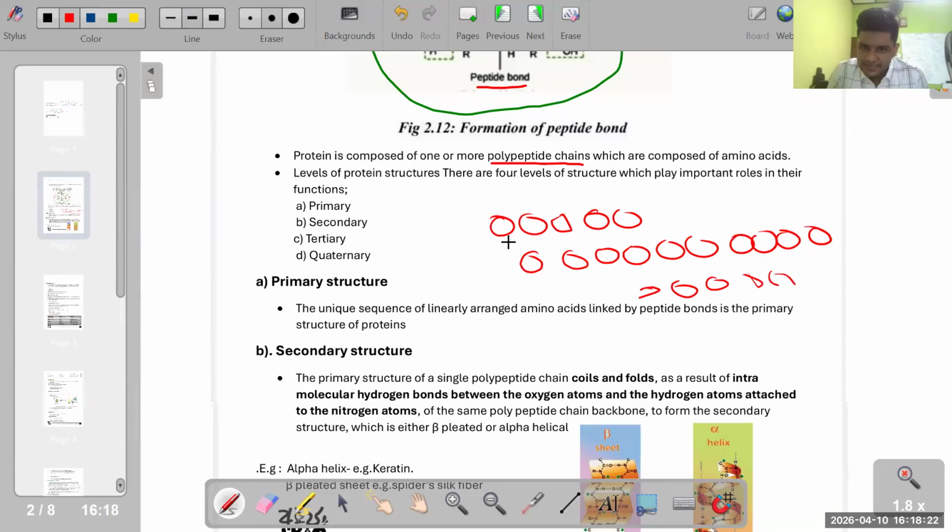Here also, these three can form a protein, but they have three polypeptide chains. Can you see? Three polypeptide chains. So there are multiple options.